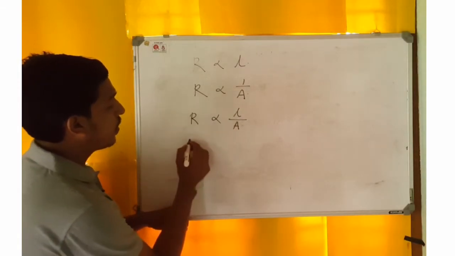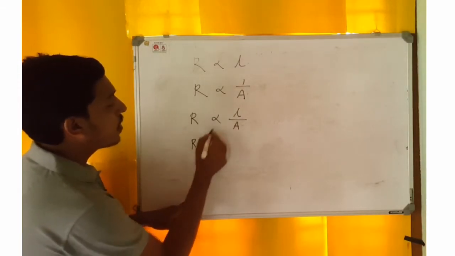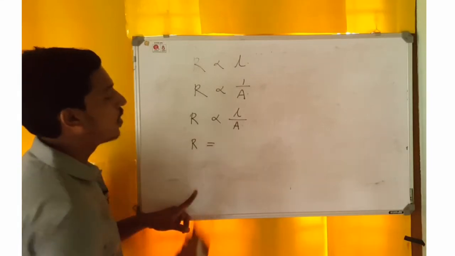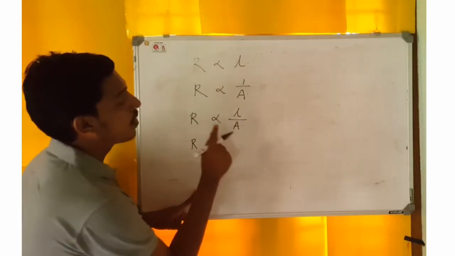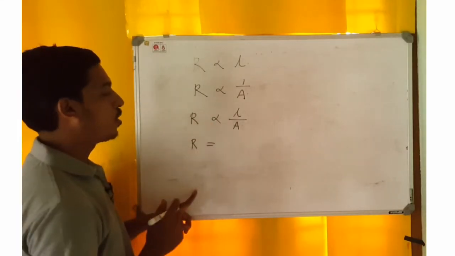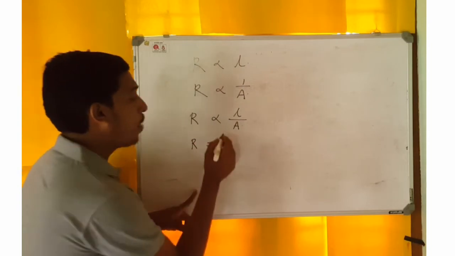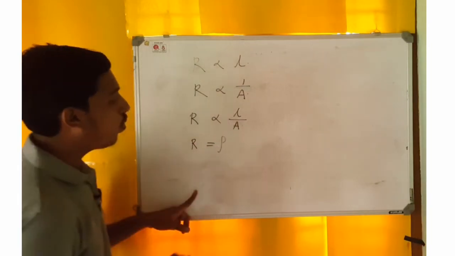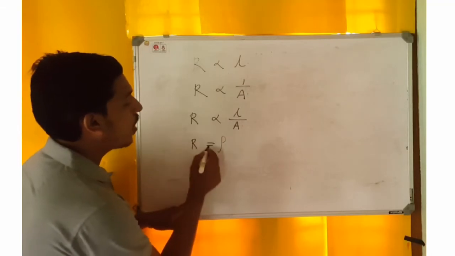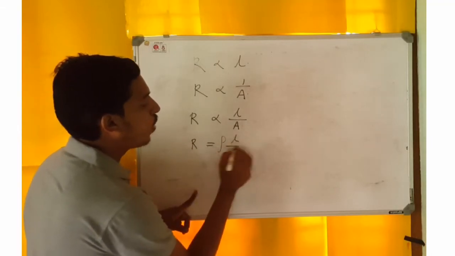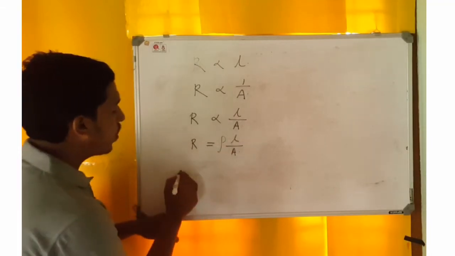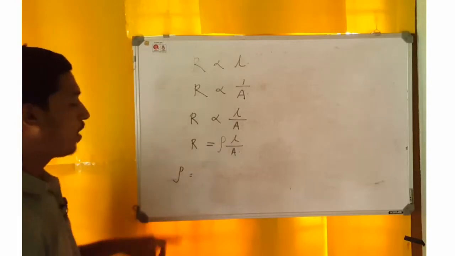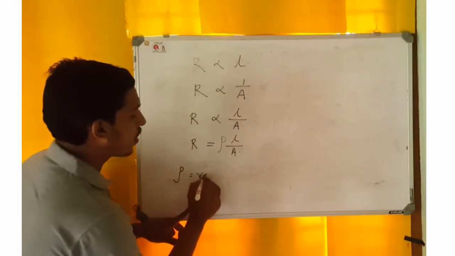As we said in the earlier section, when we are replacing this proportionality symbol with an equality symbol, we have to multiply the RHS of this equation with a constant. So here I am multiplying the RHS of this equation with the constant rho. Thus we have to write this as R is equal to rho into L by A. Here rho is one of the peculiar properties of the conductor, named as resistivity.